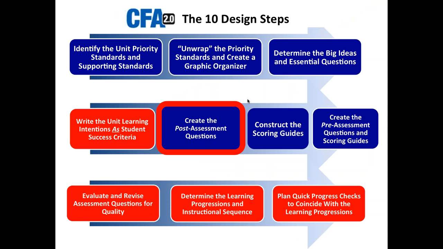So we unwrap, we identify our priority standards, we unwrap them, we determine the big ideas and essential questions. We might jump in right there and develop our success criteria for our students, but then we're creating the end of unit assessment first. What are we going to say at the end of this unit, no matter how long we've scheduled or planned for it to take, that would provide students the opportunity to give us enough evidence to make an inference, either that they've met the standards, exceeded the standards we're working on, or if they haven't met them, how far away they are.